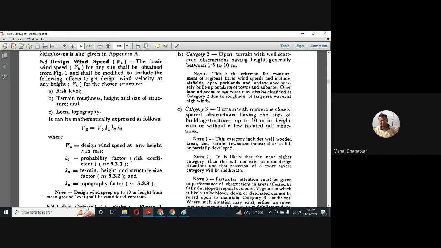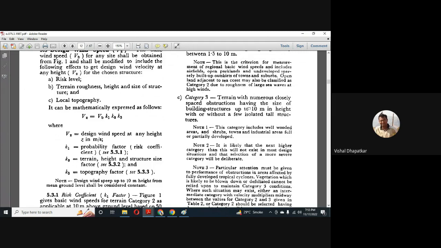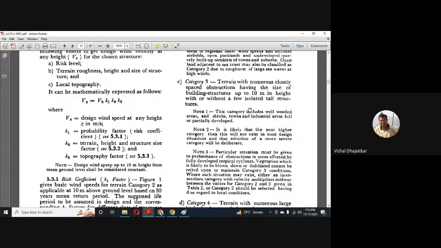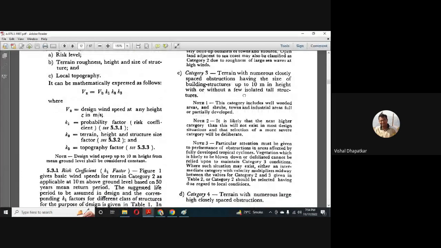Category 3 is terrain with numerous closely spaced obstructions having the size of buildings or structures up to 10 meter in height, with or without a few isolated tall structures. This category we can consider for city areas, not metro cities, but cities like Nasik or Nagpur, where structures are closely spaced and their height is up to 10 meter.